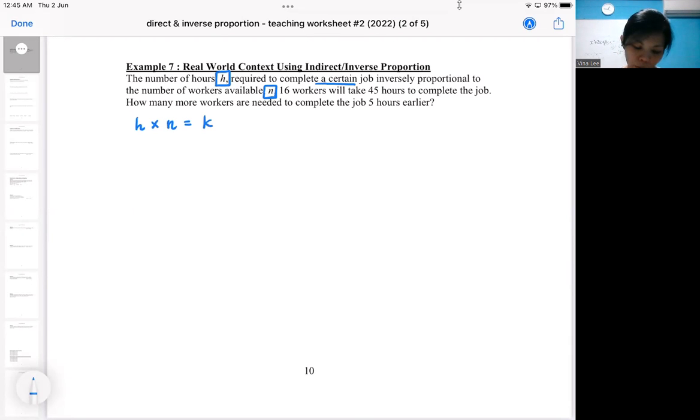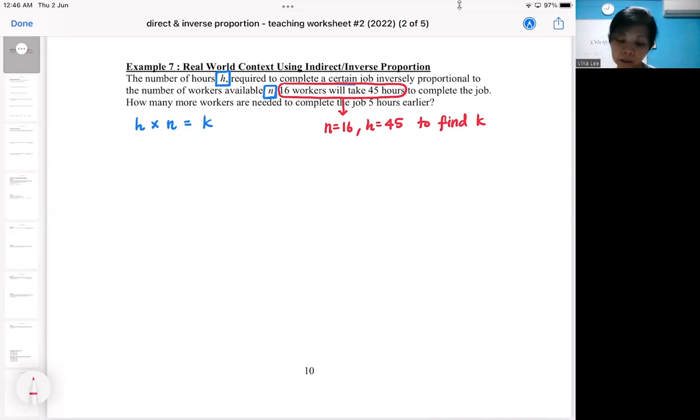And then again, they will usually give you a context or a set of values. So your job is to understand the set of values. When they say 16 workers, then we are talking about n equal to 16. 45 hours will be a representation of how many hours, so that should be H. So I'm going to use this to find K. You must know how to match the numbers that they give you to the appropriate algebra. So 16 workers represent n equal to 16, not H equal to 16.